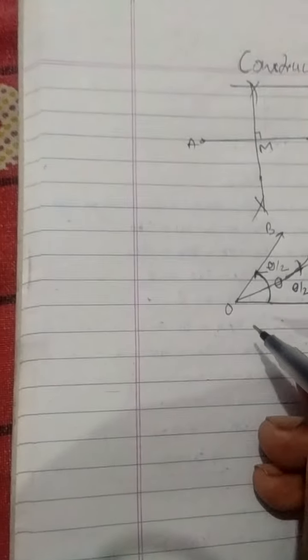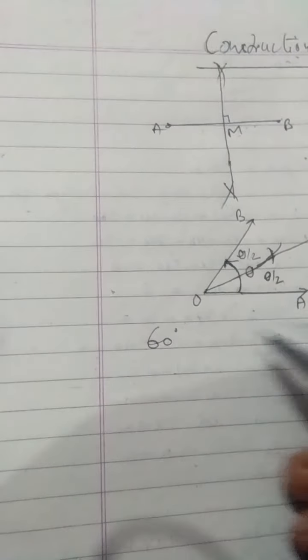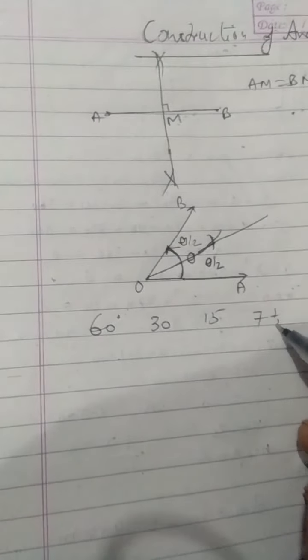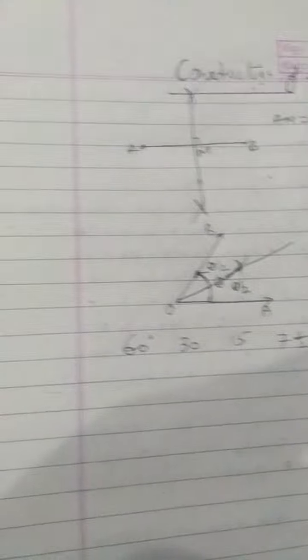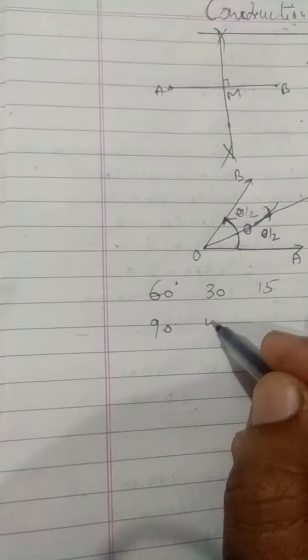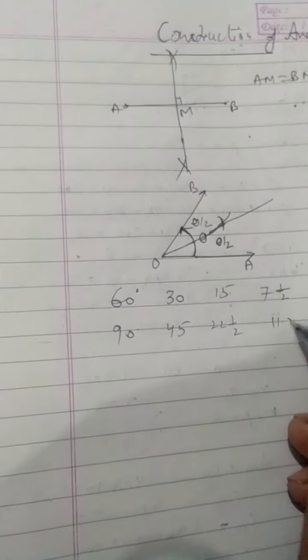Let's make angle similarly 60, half of 60, half of 30, and half of this. Next we make angle 90, half of this 45, 22 and half, and 11.25 degree.